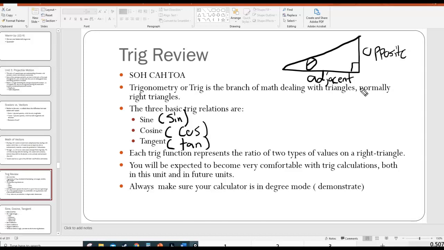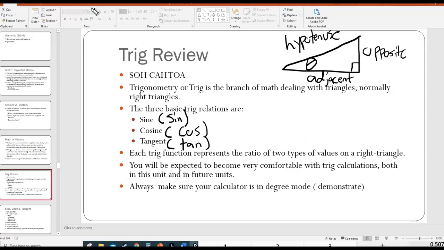You shouldn't really be confusing the opposite and adjacent side, but if you imagine starting at the angle and going straight out from that angle, the side that you hit first is the opposite side, and then the other side is the adjacent side. And then, of course, the side opposite to the right angle is what's called the hypotenuse.